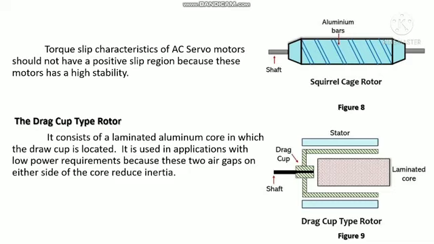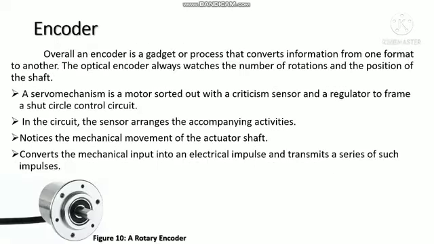consists of a laminated aluminum core in which the drag cup is located. It is used in applications with low power requirements because the two air gaps on either side of the core reduce inertia. Encoder. Overall, an encoder is a device or process that converts information from one format to another.